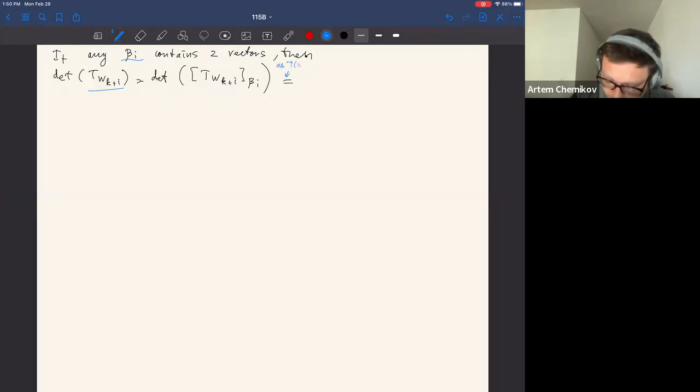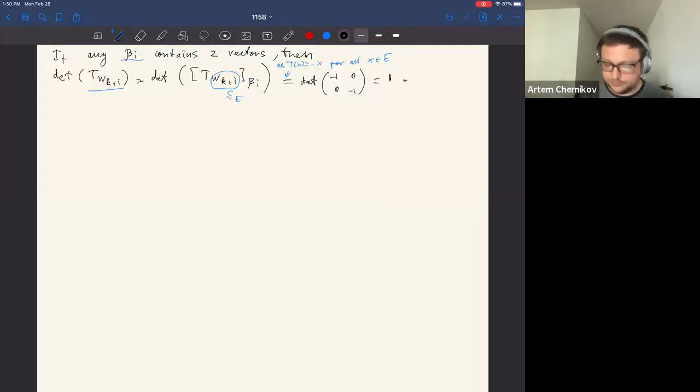Here we should remember how E was defined. We have T of X equal to minus X for all vectors X in E, and this subspace is a subspace of E. So we get that the matrix is going to be minus 1, 0, 0, minus 1. And this determinant, of course, you can see is equal to 1. So for each beta i which contains two vectors, the determinant is 1. And so we know that in this case, when beta i has two vectors, T restricted to W_{k+i} is a rotation, because it's two-dimensional and the determinant is equal to 1.